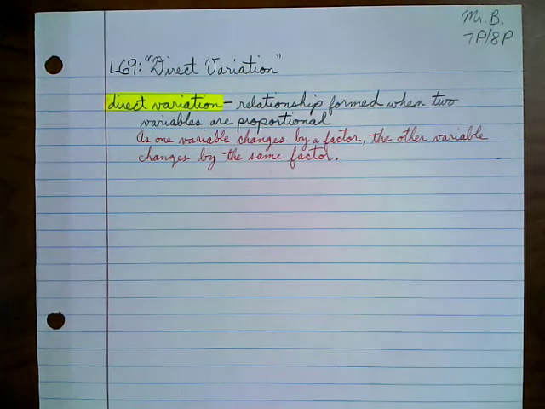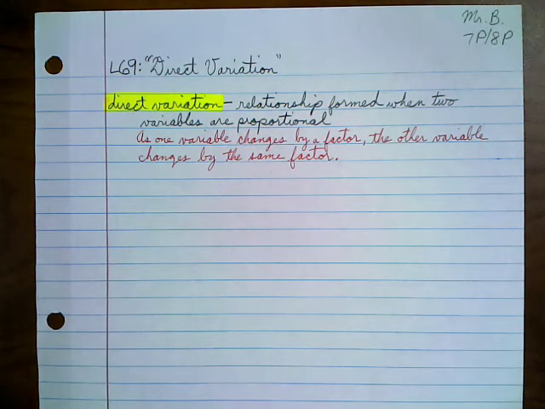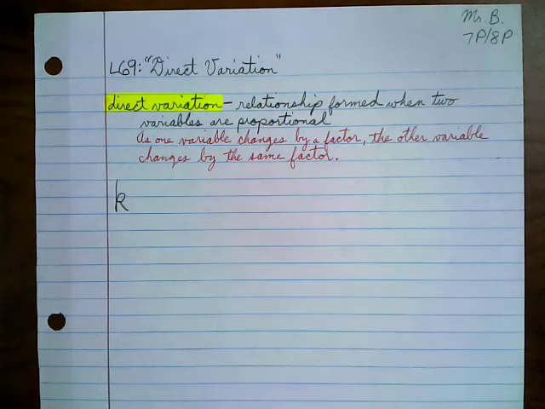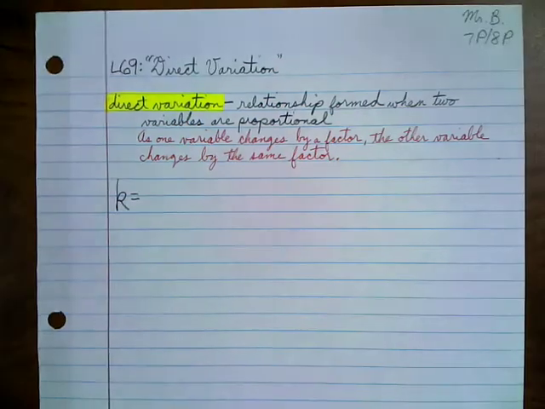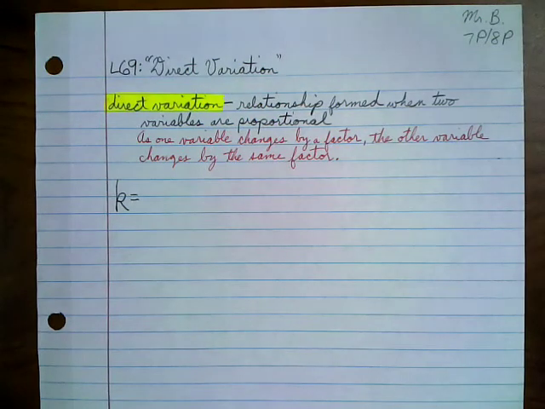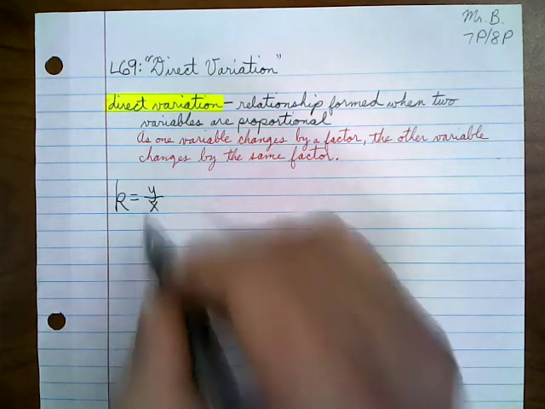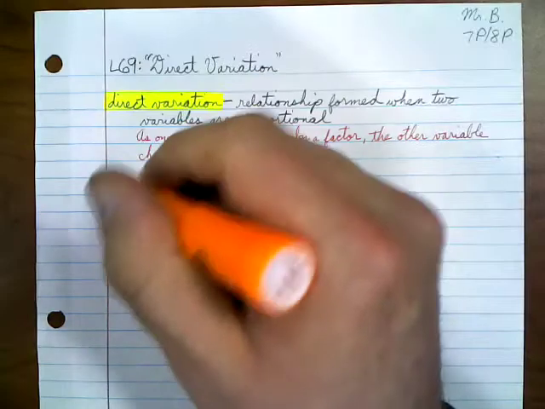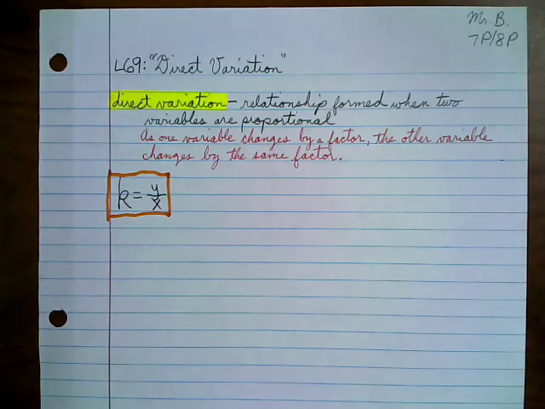So back on the paper, because these change by the same factor, what we have is a constant factor. And so we symbolize that with the letter K. K for constant in German. So in order to find this constant, what we're going to do is take our y value and divide it by our x value. And that will yield our constant. So I'm going to take my orange now, because that is a formula that you should know. I'll put a little box around that.